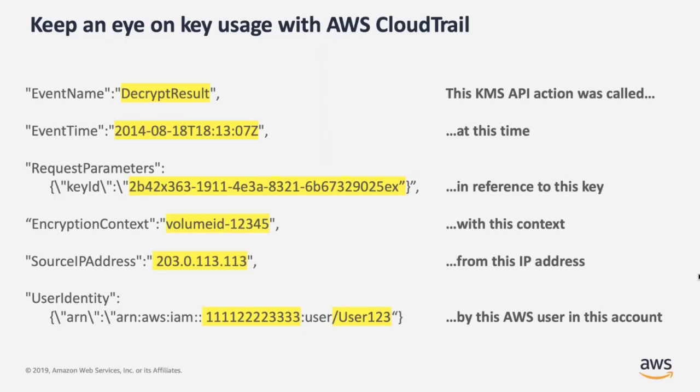So you'll see every time a request is made, and some of the fields that get stored in those CloudTrail logs are the event name, so what APIs were called, the date and time that it was done, the parameters for it, so what key exactly was taken action against, all those encryption context fields that we talked about briefly on the last slide, the IP address it came from, and the user identity and account number that the request came from. So you'll have full visibility into all of that with AWS CloudTrail.